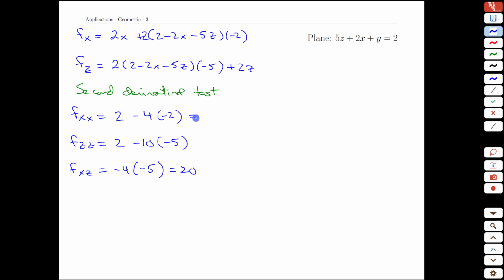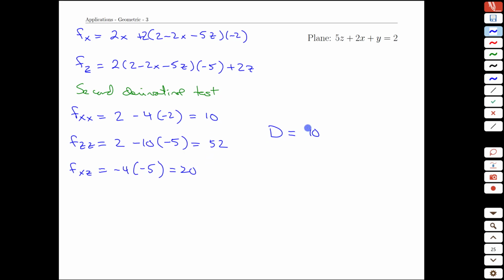Since these are all numeric values, we may as well tidy that up. This will be 8 plus 2, which is 10. This will be 50 plus 2, which is 52. And notice here, we have nice simple second derivatives everywhere. We don't even need the value. The curvature is always the same at every location.